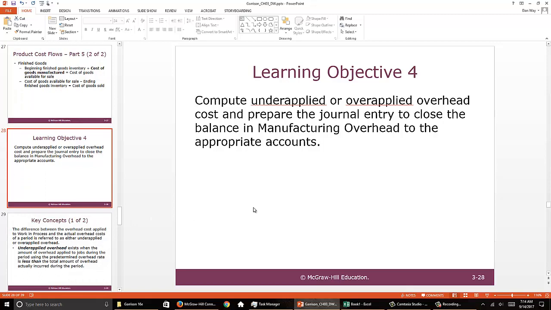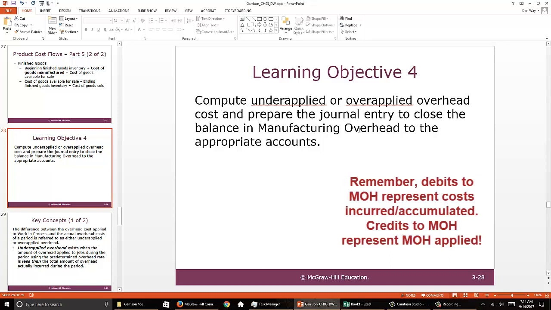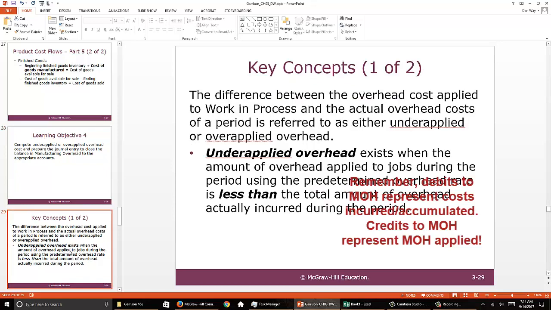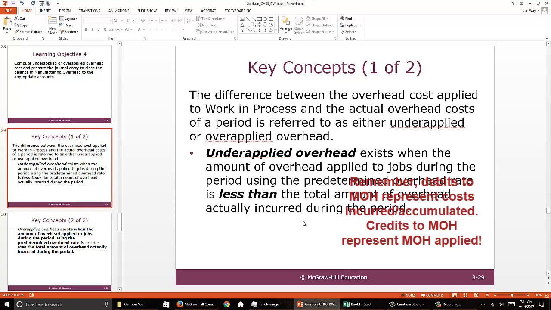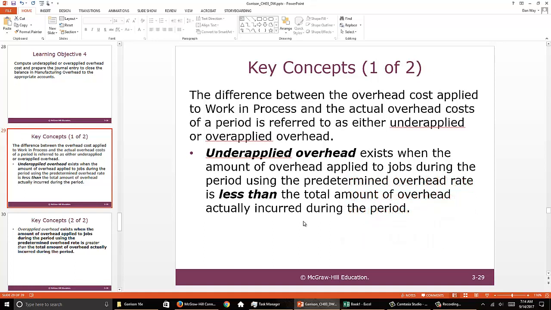Speaking of which, learning objective 4 was to calculate under-applied or over-applied overhead and then prepare a journal entry to close that balance to the appropriate accounts. So just a reminder that manufacturing overhead is a temporary clearing account. So at the end of the period, we don't want any balance in there. So that's where this notion of under-applied or over-applied overhead comes in. The difference between the overhead cost we've applied to work in process and the actual overhead cost that we've incurred is going to be either our under-applied or over-applied overhead.